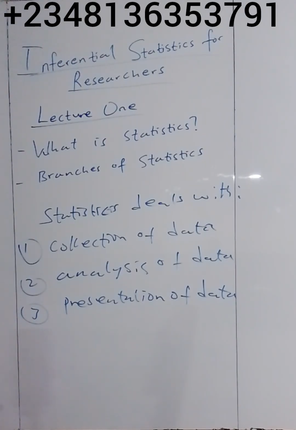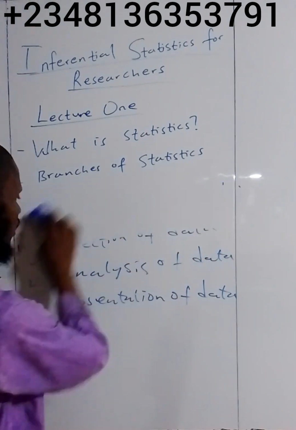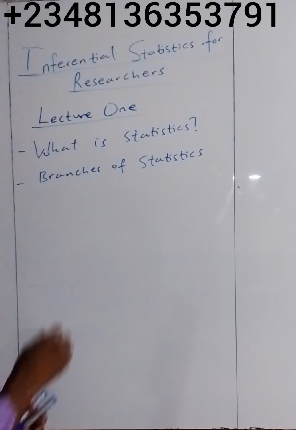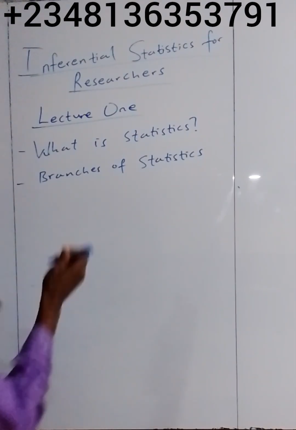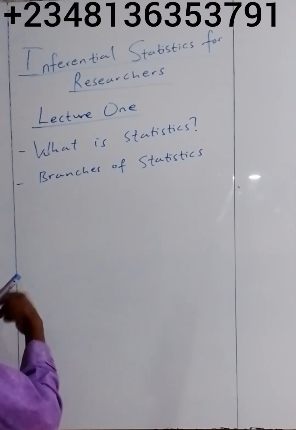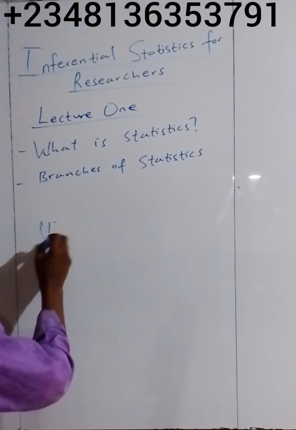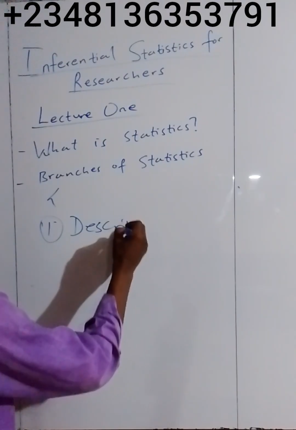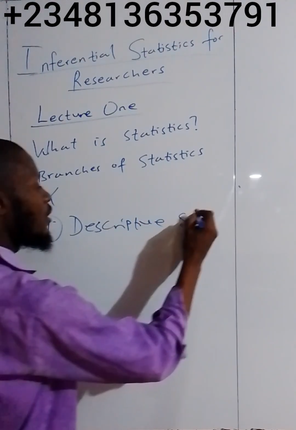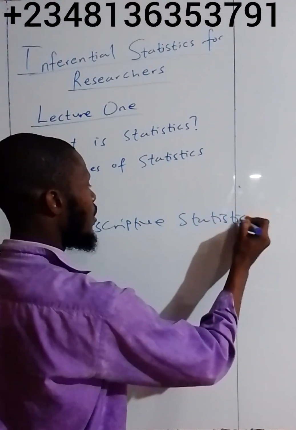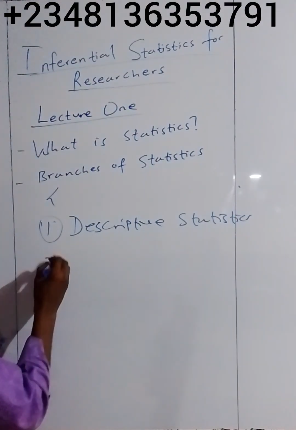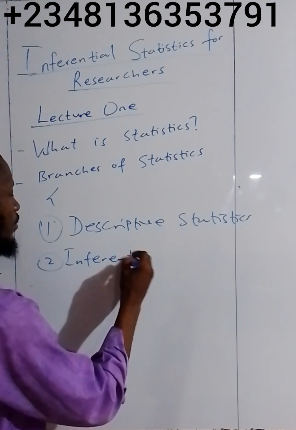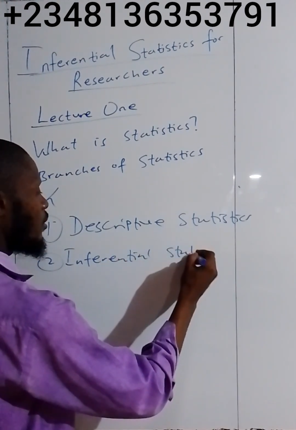Now, what are the branches of statistics? There are two branches of statistics. The first one is what we call descriptive statistics. Then the second one is what we call inferential statistics.